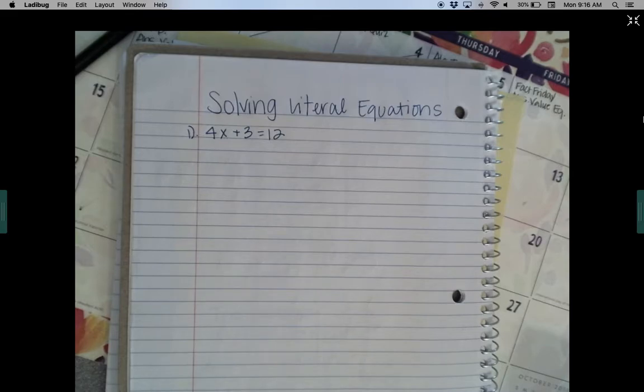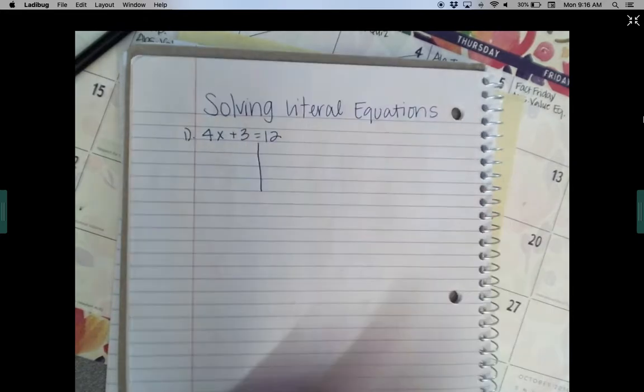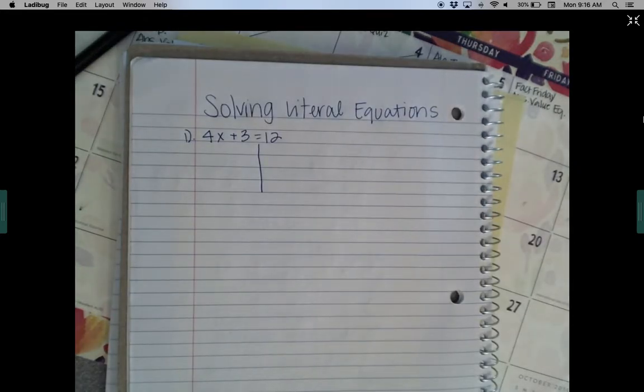So solve 4x plus 3 equals 12. When you got it, put your pencil down. I'm going to solve it. Actually, I'll wait and you'll help me solve it. All right, we're gonna walk through how to solve it. So I have one variable. I have 4x plus 3 equals 12. So I want to isolate x.